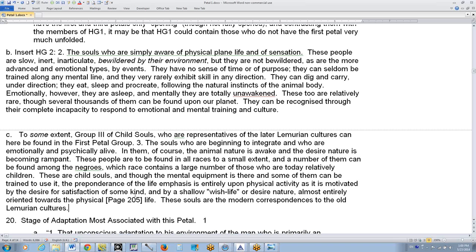I already explained this, and the language which we know is not politically correct, but that's how it was perceived 80 years ago when this was written, and these are child souls, and though the mental equipment is there and some of them can be trained to use it, the preponderance of the life emphasis is entirely upon physical activity, as it is motivated by the desire for satisfaction of some kind and by a shallow wish life or desire nature, almost entirely oriented towards the physical life. These souls are the modern correspondences to the old Lemurian cultures.